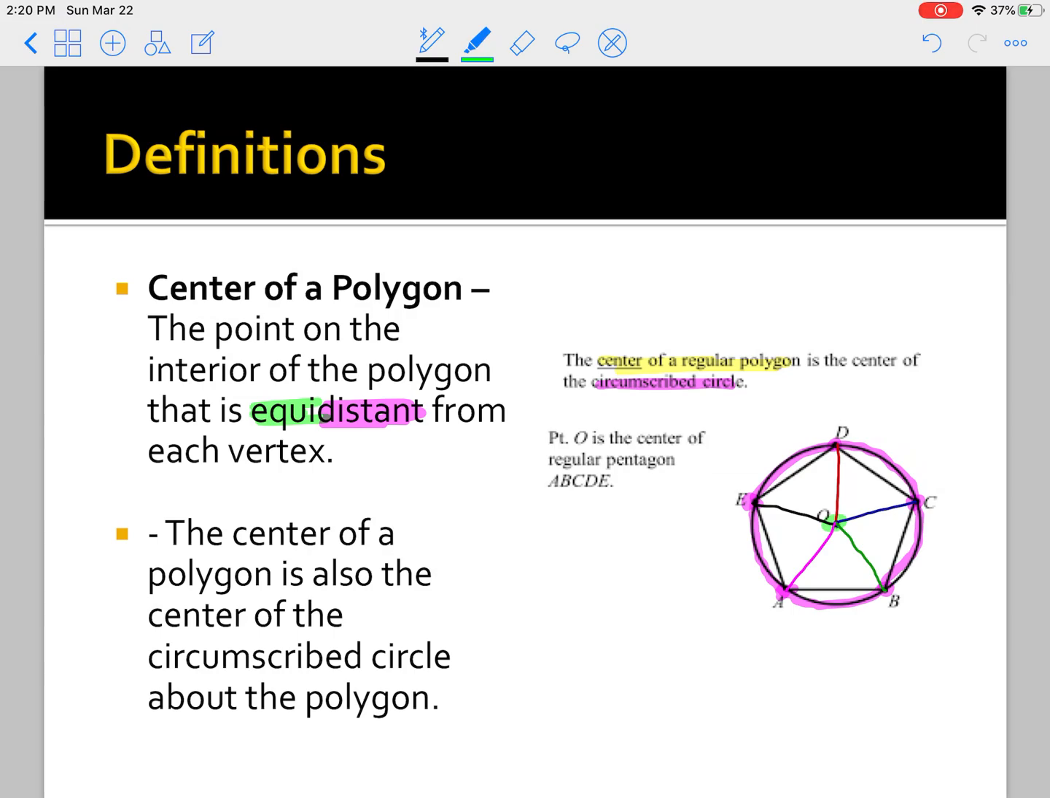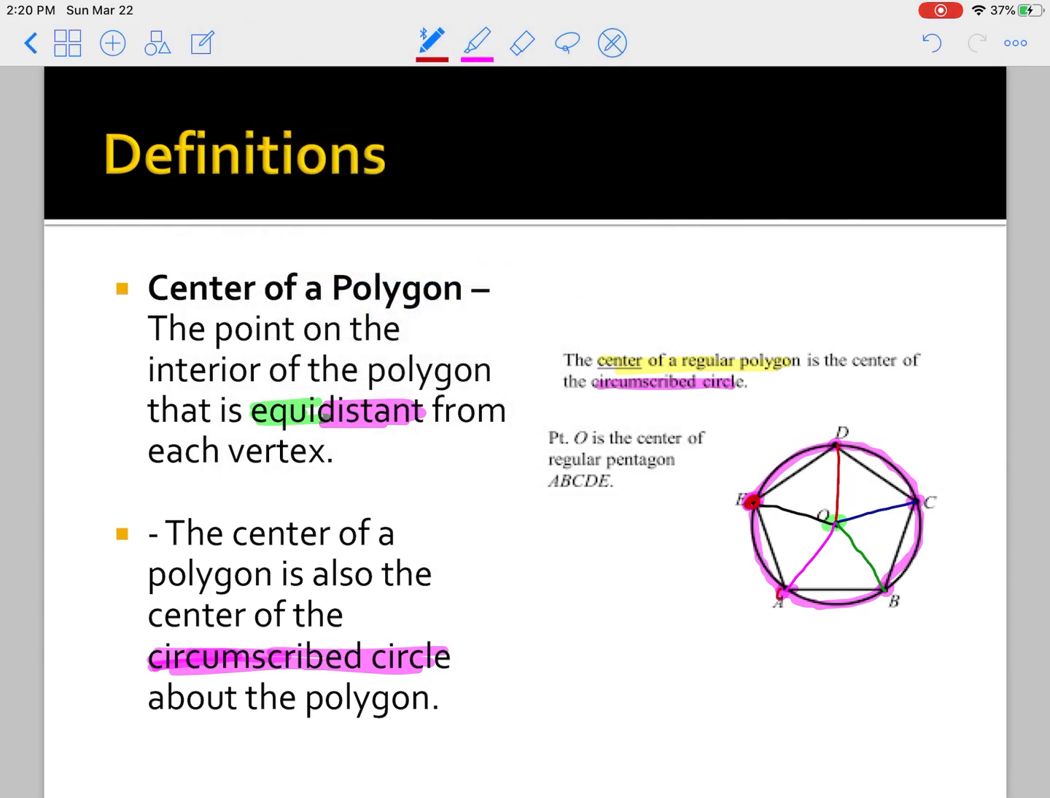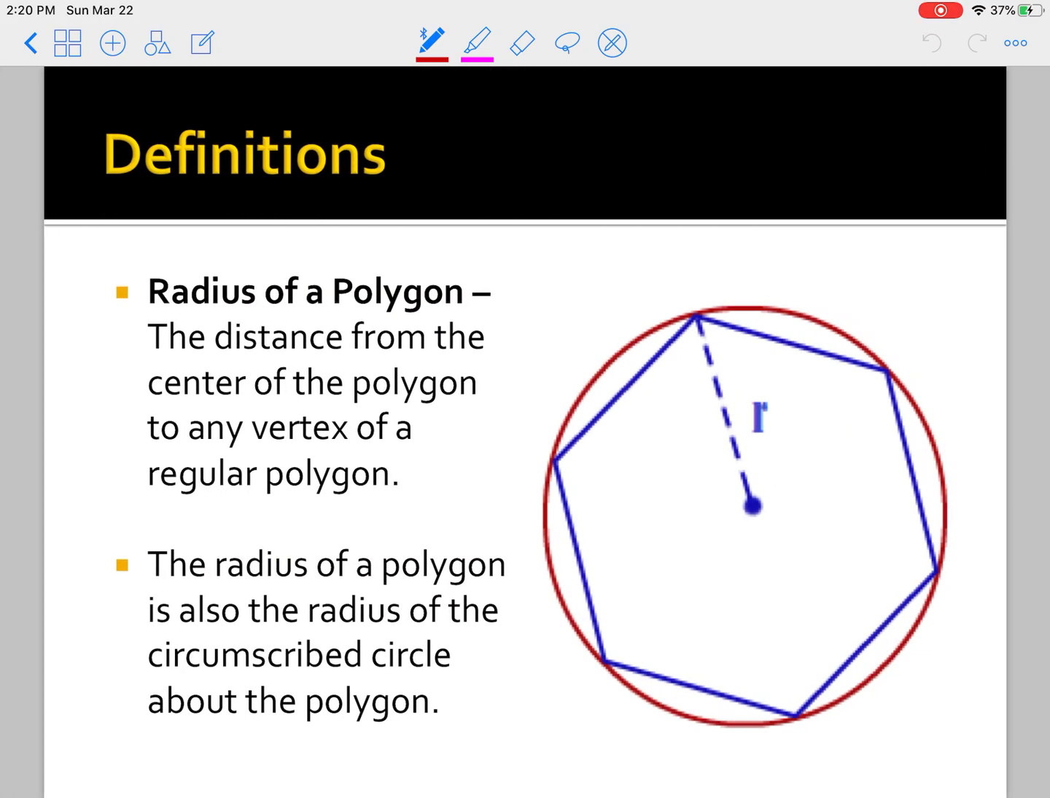That is what is being referred to in the second point when we specifically discuss the circumscribed circle about the polygon. For it to be circumscribed, remember it has to intersect all of the vertices. All the vertices must be on the circle for the circle to be circumscribed about the polygon, and they share the same center.